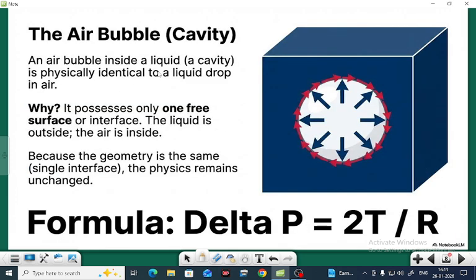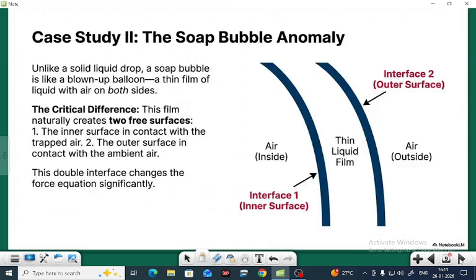Here you see the air bubble, or we consider it the cavity. An air bubble inside a liquid, a cavity, is physically identical to a liquid drop in air. Why? It possesses only one free surface or interface. The liquid is outside, the air is inside. Because the geometry is the same, a single interface, the physics remains unchanged. So the formula is delta P equal to 2T by R.